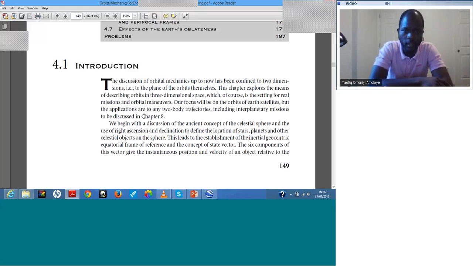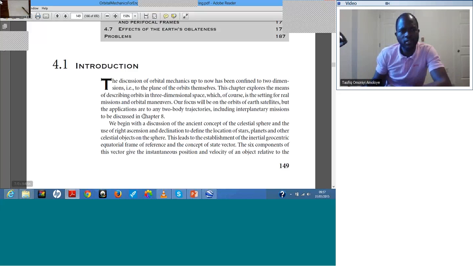Introduction. The discussion of orbital mechanics up to now has been confined to two dimensions, that is, to the plane of the orbits themselves. This chapter explores the means of describing orbits in three-dimensional space, which of course is a setting for real missions and orbital maneuvers. Our focus will be on the orbits of Earth satellites, but the applications are to any two-body trajectories, including the interplanetary missions we discussed in Chapter 8.